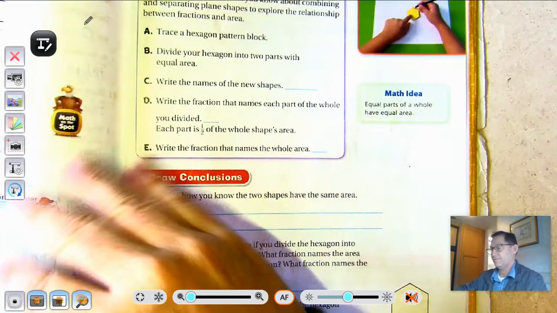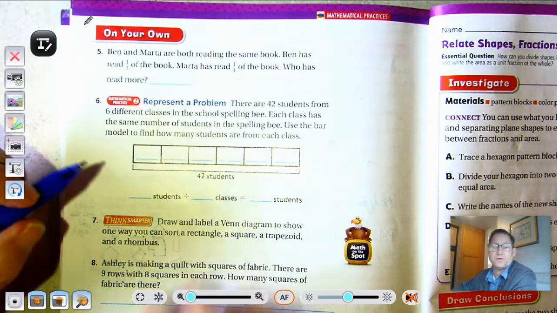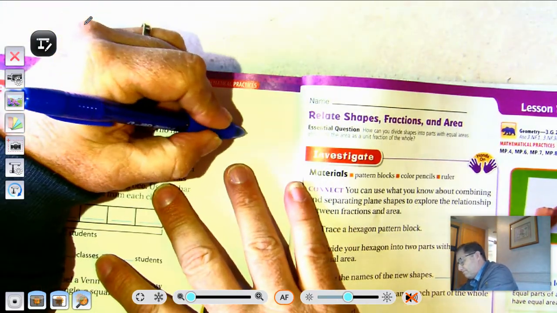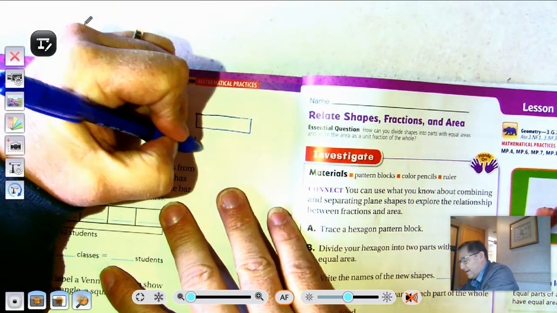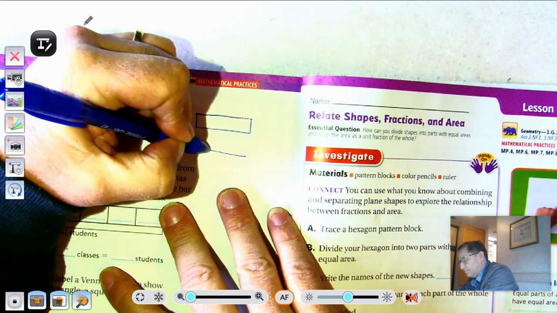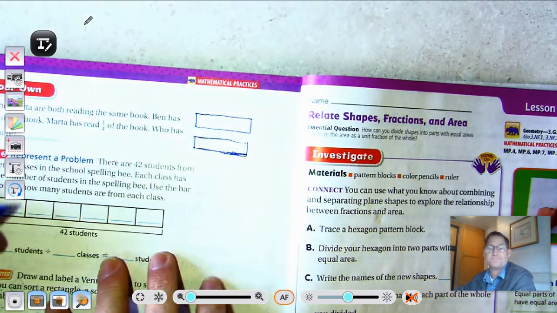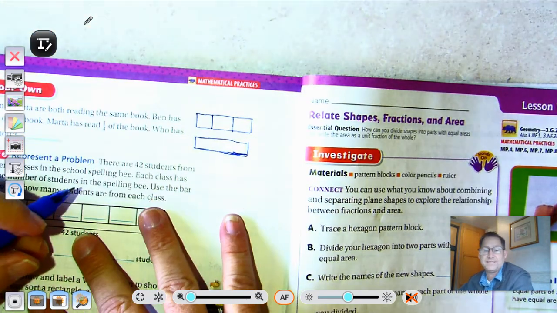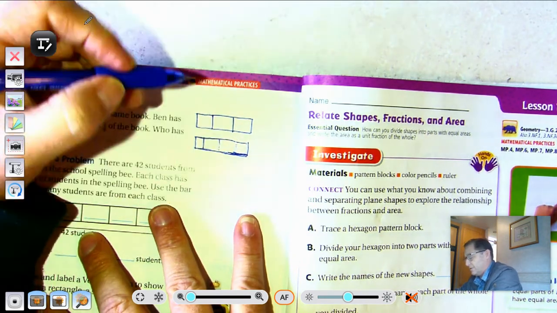Okay. 538. Ben and Marta are both reading the same book. Ben has read 1/3 of the book. Marta has read 1/4 of the book. So draw a rectangle. In fact, draw two rectangles of the same size because they're reading the same book. Ben's broken his into 3 sections, and Marta's broken hers into 4 sections.